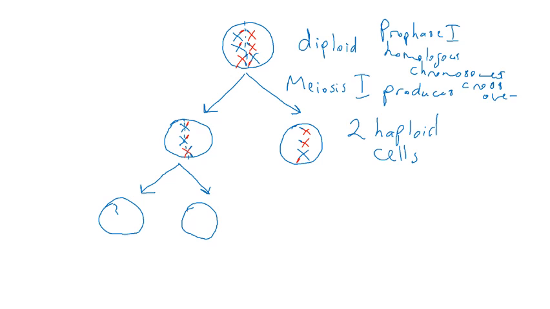The other thing that we need to know is that during prophase 1, so the prophase of meiosis 1, this is when the homologous chromosomes cross over and they exchange their information.